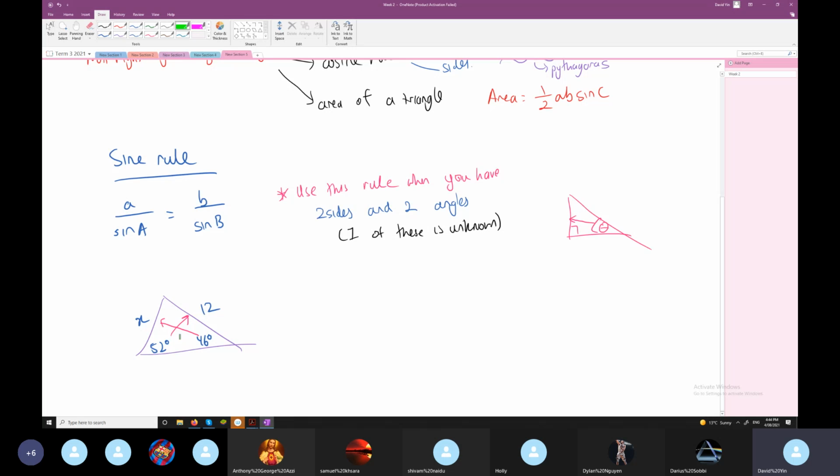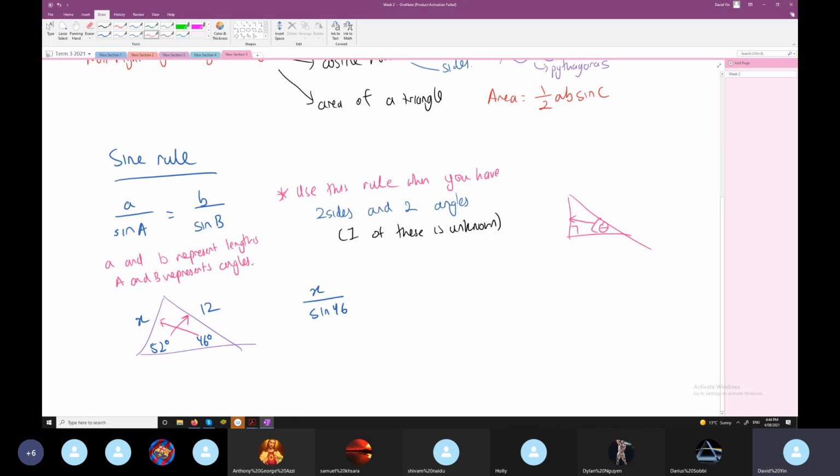Now, generally, when we're solving these types of questions, we like to have our unknowns in the numerator. So we say we've got x over sine 46. Now, by drawing these lines, it's very obvious that A and B represent lengths. I'm going to write here: A and B represent lengths, and capital A and capital B represent angles.